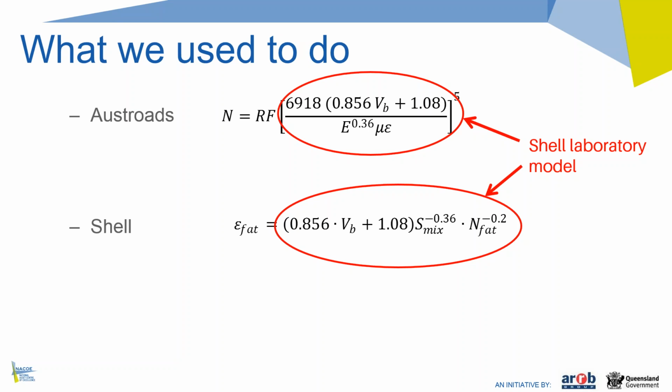That equation was put into the Austroads design method. So we're using the Shell laboratory model as shown on top, and then we multiply that mean performance of asphalt mixes in the laboratory by a laboratory to field reliability factor. That RF there represents the shift of this laboratory performance to the field. That is very important to understand: the RF is a shift from the laboratory model to the field.